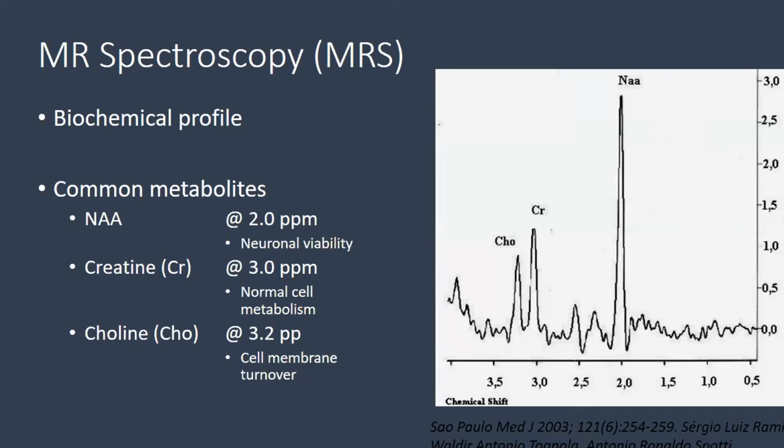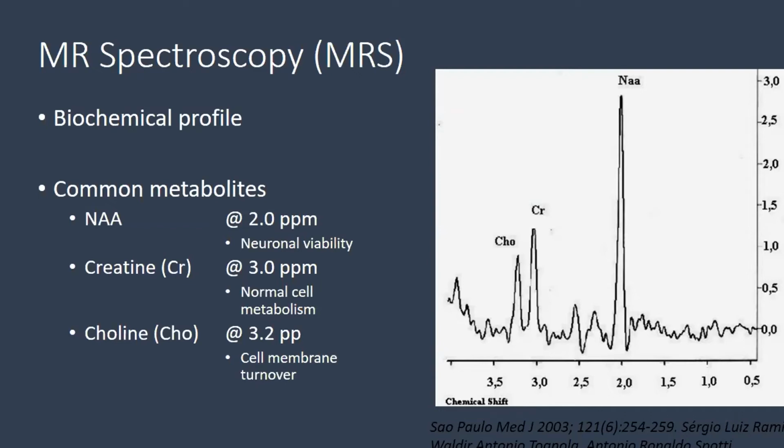The creatine is what tells you about normal cell metabolism, and choline is what tells you about the cell membrane turnover. So when you have abnormality, as in case of tumor, your neuronal viability is down, so NAA decreases. The normal cell metabolism is sort of like an internal control. If people have done basic sciences, it is like beta-actin when you're doing PCR. And choline is when you have cell membrane turnover.